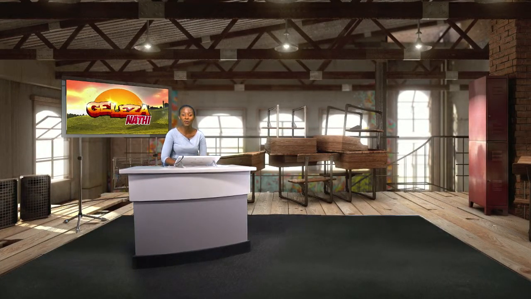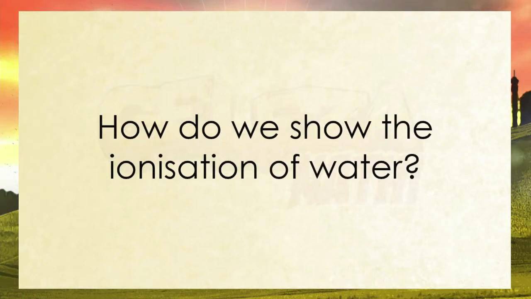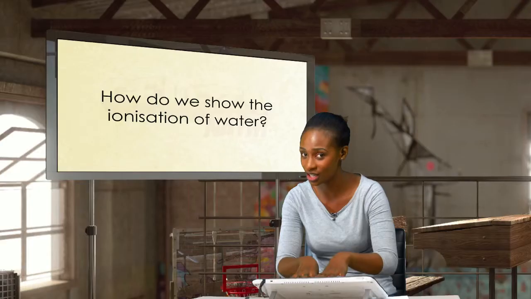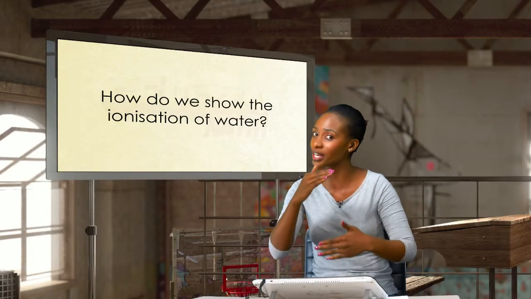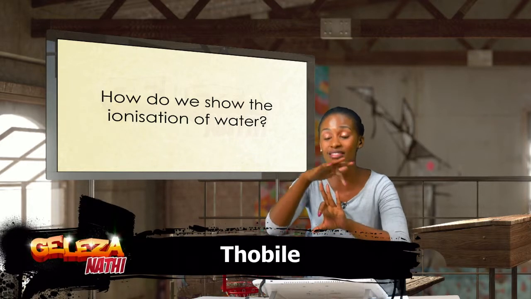So today we're going to be doing more on acids and bases. I'm going to answer a learner question, and the first learner question goes: how do we show the ionization of water? One major important thing, guys, is how do we actually get to the ionization of water? If we take a little recap of last week, we dealt with the three different theorists and their theories.